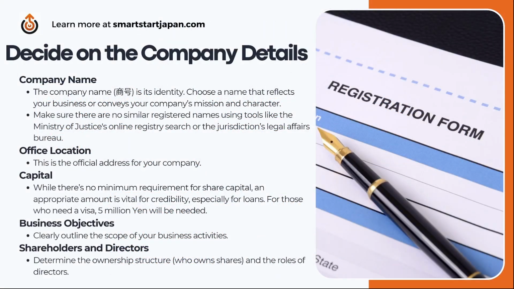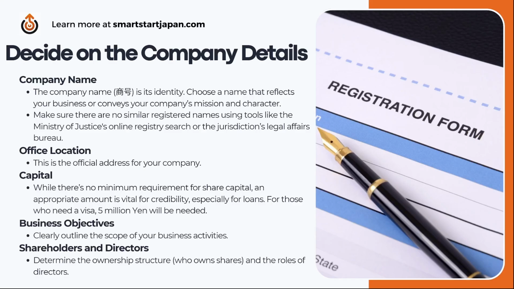The first step in setting up your GK is deciding on key details of your company. Let's break these down. So first is your company name. Your company name, or shogo, is its identity. Choose a name that reflects your business, its mission, or character. Make sure it stands out, but also check for any similar registered names using tools like the Ministry of Justice's online registry search or the local legal affairs bureau. We'll leave some links down in the description so you can check whether your name has been used in Japan. Avoid names that could infringe on trademarks or suggest association with specific organizations like banks or schools.